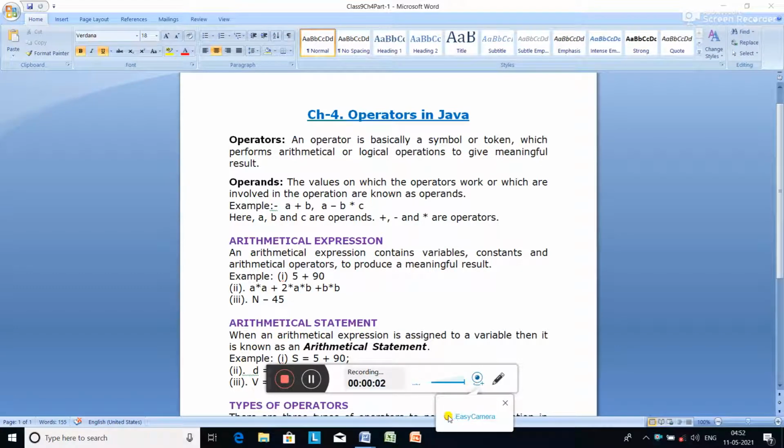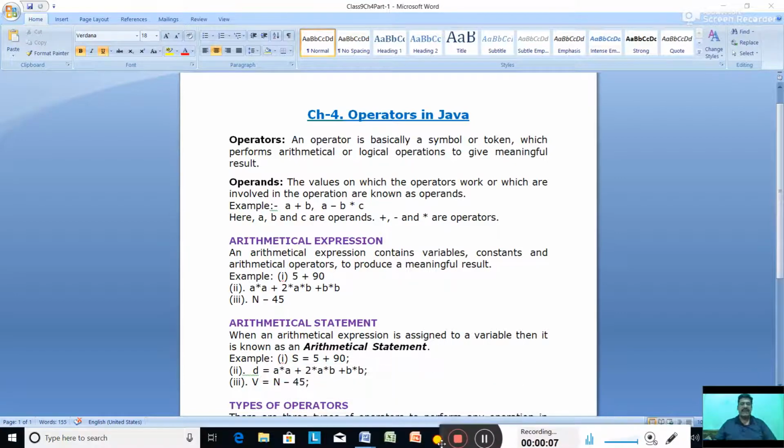Hello class 9. In today's class we're going to start chapter 4, operators in Java. The new chapter is chapter 4. This we're going to start today. What is the chapter name? Operators in Java. In this chapter we are going to learn some different types of operators used by the Java language.